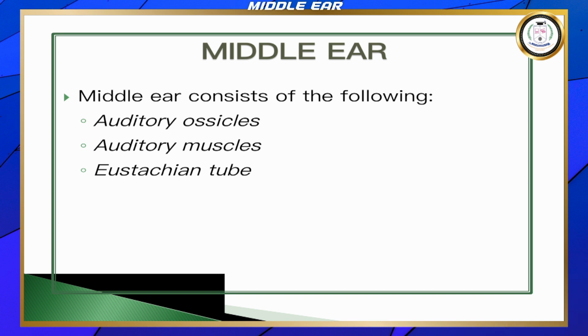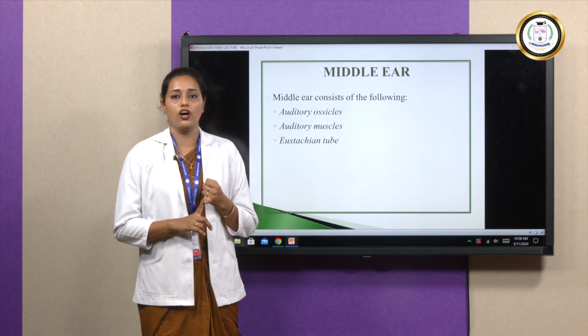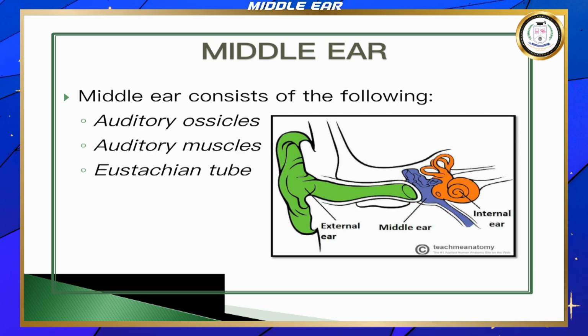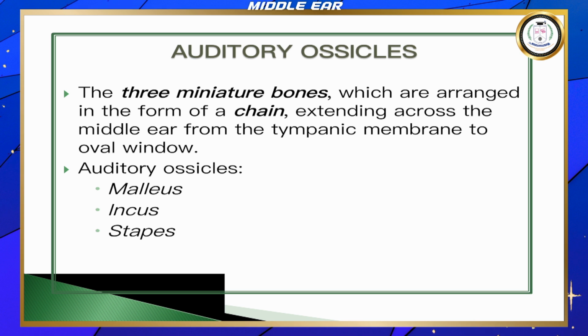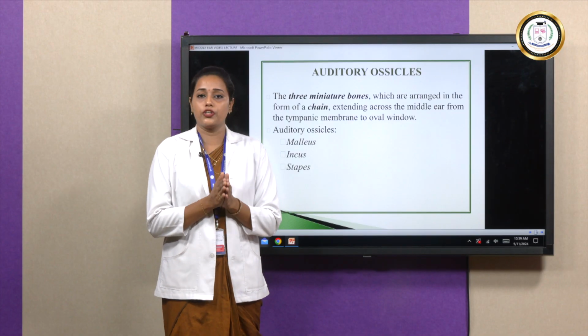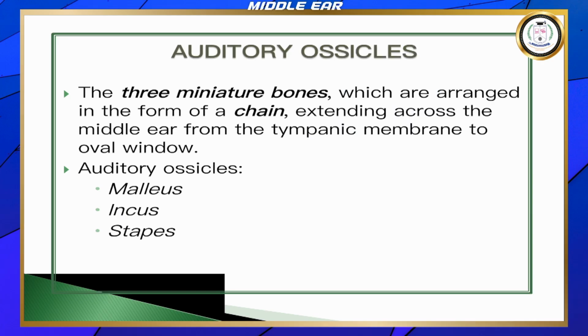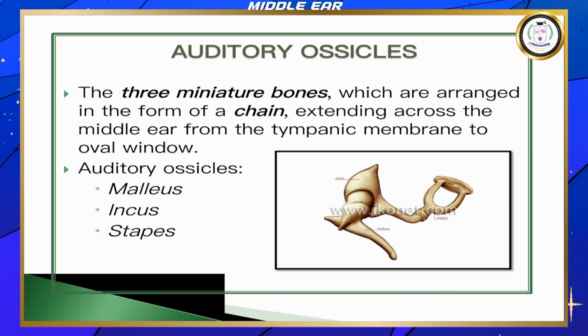There are three structures in the middle ear: auditory ossicles, auditory muscles, and the eustachian tube. You have a picture representation about auditory ossicles and the muscles, and along with that we have the eustachian tube present here. First, we'll start with auditory ossicles. The auditory ossicles are three miniature bones extending across the middle ear from the tympanic membrane to the oval window. There are three auditory ossicles, namely malleus, incus, and stapes.